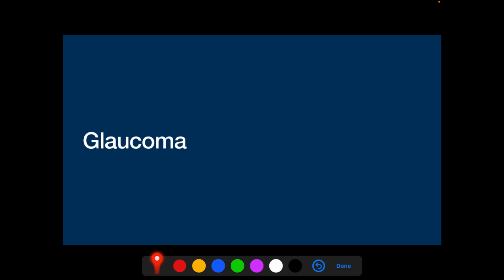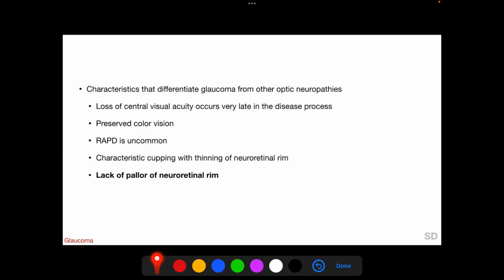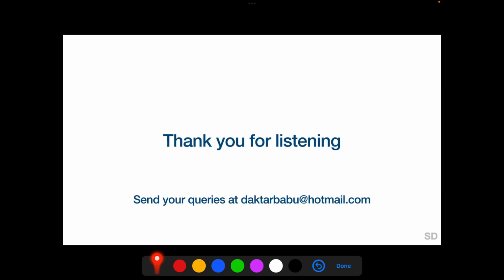We end this session by listing the characteristics that differentiate glaucoma from other optic neuropathies. In glaucoma, the loss of central visual acuity occurs very late in the disease process. Color vision is preserved, RAPD is generally not found, and the cupping is characteristic with thinning of the neuroretinal rim. However, the neuroretinal rim is not pale. So this lack of pallor of neuroretinal rim is a very important differentiating feature of glaucoma from other optic neuropathies. Thank you for listening.